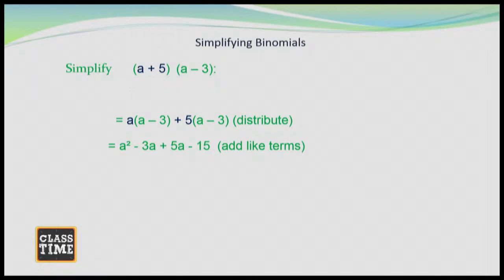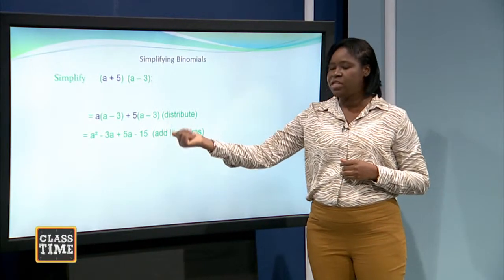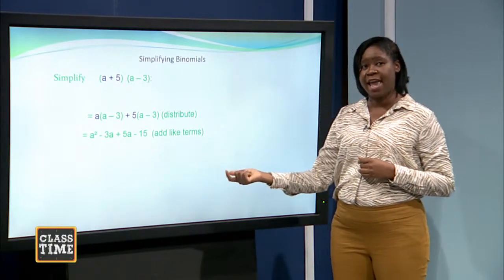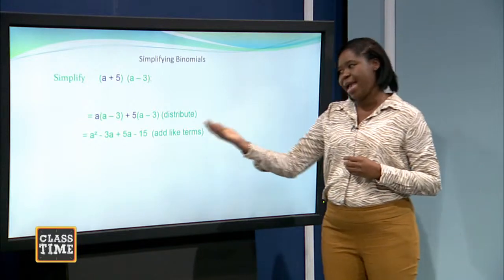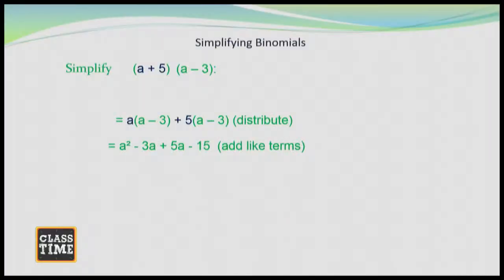After distributing, we would multiply to remove the brackets. A multiplied by A would give us A squared, A multiplied by negative 3 gives negative 3A, 5 multiplied by A gives 5A, and 5 multiplied by negative 3 would give us negative 15. You know what I'm seeing here? I'm seeing like terms: same variable, same exponent or degree. I'm seeing the negative 3A and 5A. Those are the like terms.